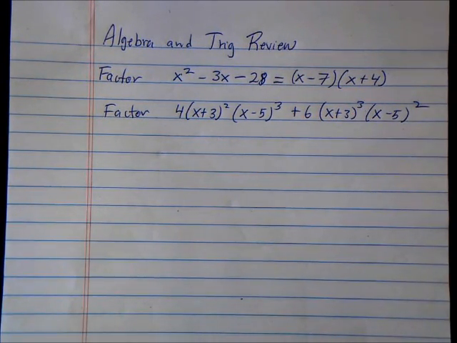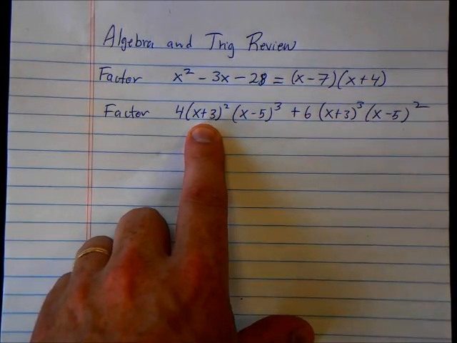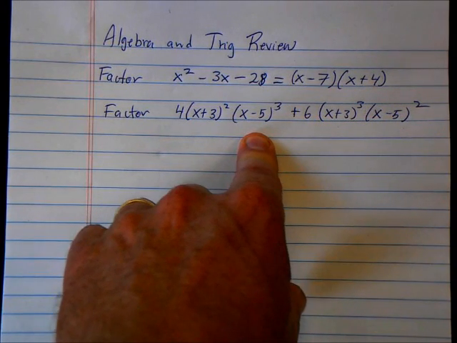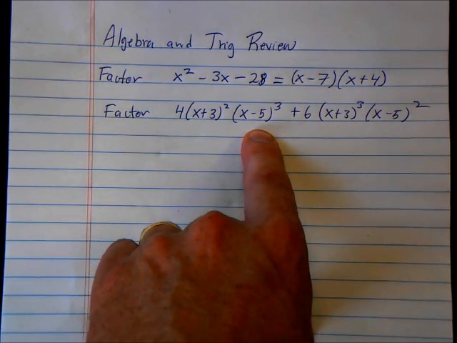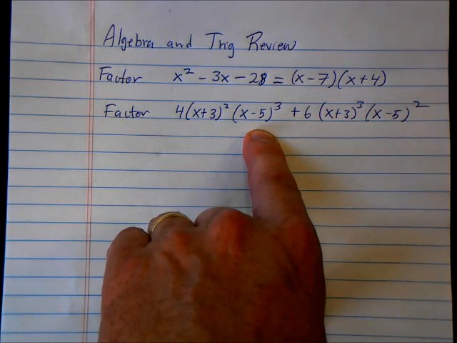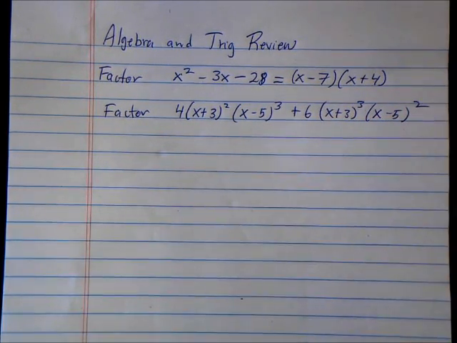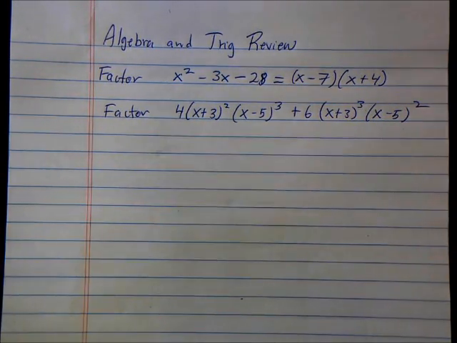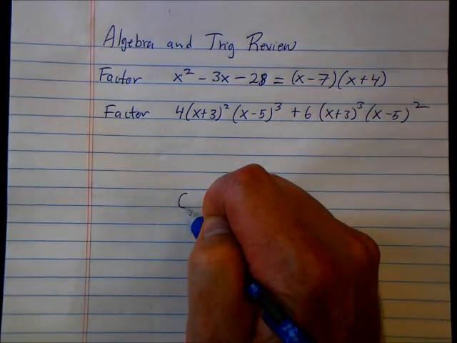What a lot of students will do is they'll take x plus 3 and expand it out. They'll do FOIL. They'll take x minus 5 and cube it out and do FOIL and then try to factor from there. That will work, but it's very, very difficult. There's a much easier way. All right, let me give you an easier problem, and you tell me how to factor this one. We'll come back to that one in a minute.